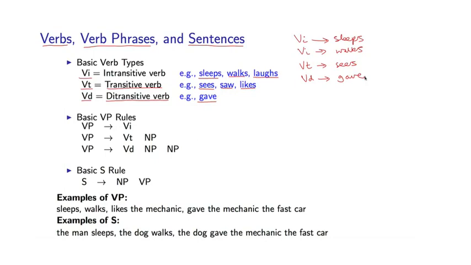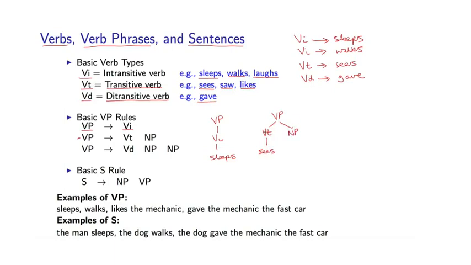Now, given these different verb types, we have different ways of constructing what's called a verb phrase. So let's look at this first one. A verb phrase can just be an intransitive verb, so I can get a structure like the following: VP, and then VI underneath it, and then sleeps. A second example would be the following: VP goes to VT, and then I could, for example, have sees.